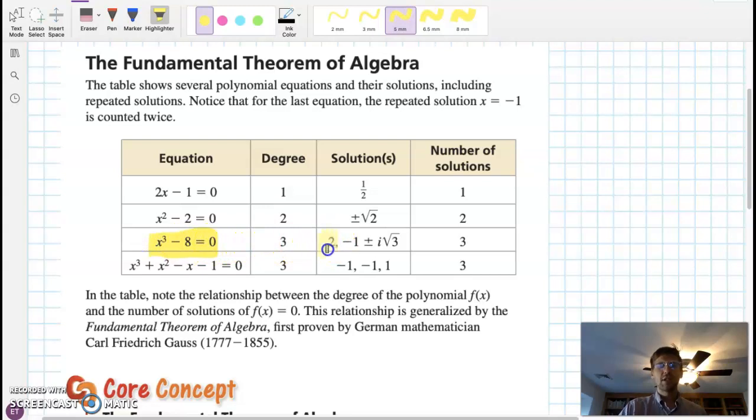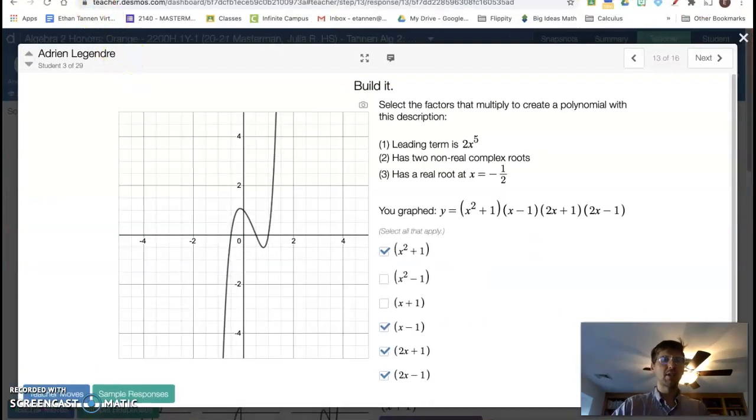If you were to just look at this on the graph, which we will do in a second, you would only see a solution at 2. It just passes through. There's actually no multiplicity. So what that means is that the other two zeros are non-real complex solutions: -1 plus i root 3 and -1 minus i root 3. Let's go to Desmos and take a look at that graph.